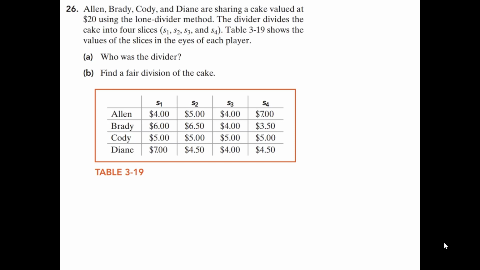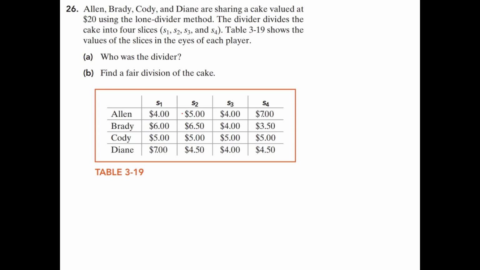Who was the divider? Okay, so that's part A. Again, you have one person who's going to divide, and the other 3 are going to choose. We're assuming that the divider is always going to do things rationally so that he doesn't know which slice he's going to end up with. So for him, all of the slices should have the same value. You can see that for Alan, S1 is worth $4 and S2 is worth $5. Well, he wouldn't have cut it with one slice potentially giving him $4 of value and the other slice potentially giving him 5. He wants the same amount for each slice. So Alan wasn't the divider.